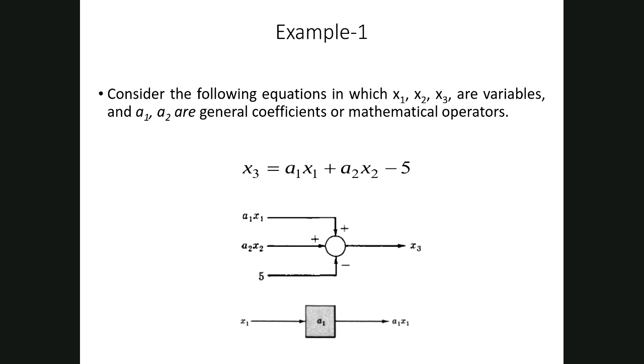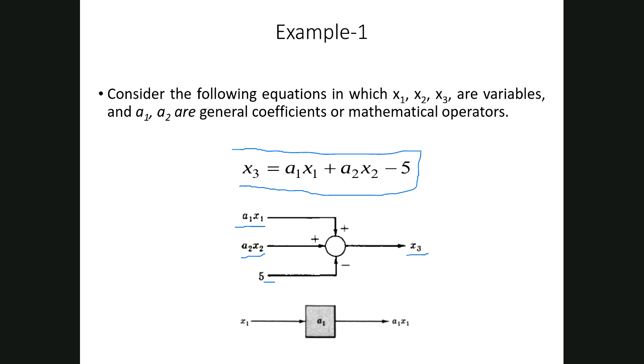Okay, so let's see this example. Now, if you look, x3 is going out, x1 is going in, a2 x2 is going in here, and 5 is going in. But look at the signs. So we can just say x3 is a1 x1 plus a2 x2 minus 5.